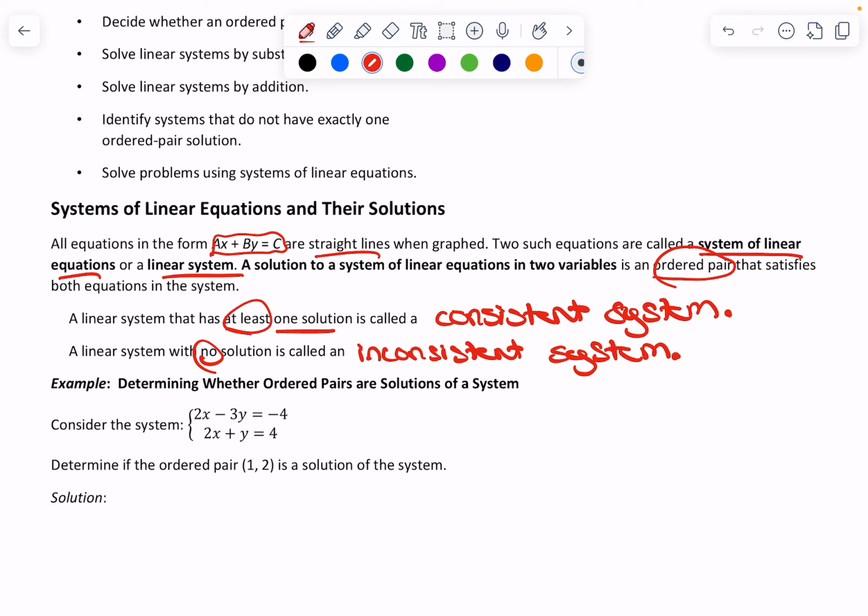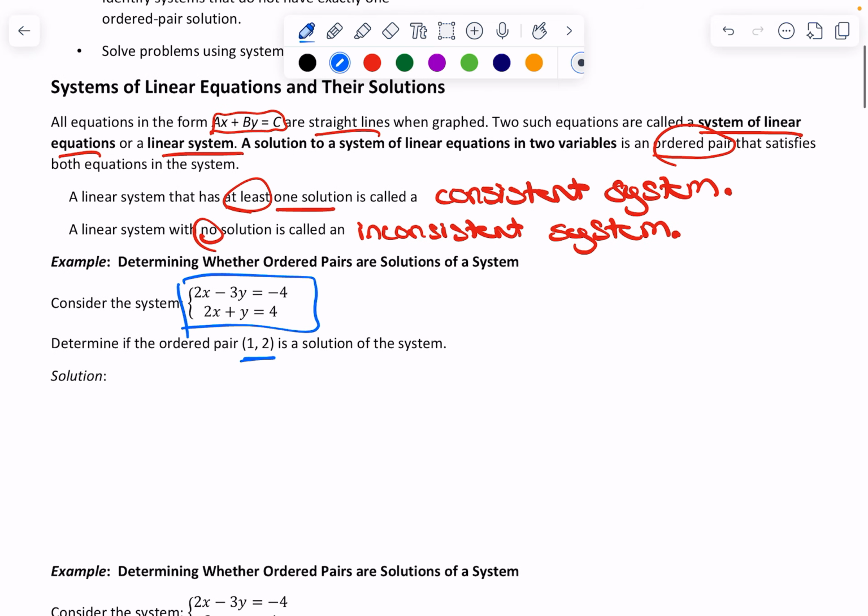Okay, so let's look at determining whether ordered pairs are solutions of a system. So we're going to start with this system right here, and we're going to determine if the ordered pair 1, 2 is a solution of the system. So we need to plug in the ordered pair 1, 2 to both equations. We're going to start with equation 1, the one on the top: 2x minus 3y equals -4, and plugging in 1, 2. The first one is x and the second one is y.